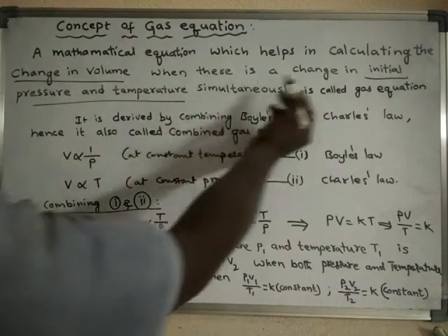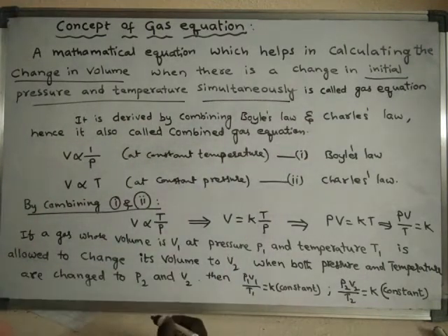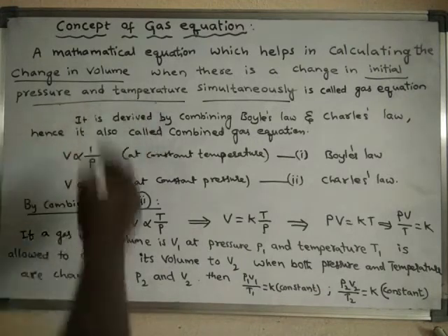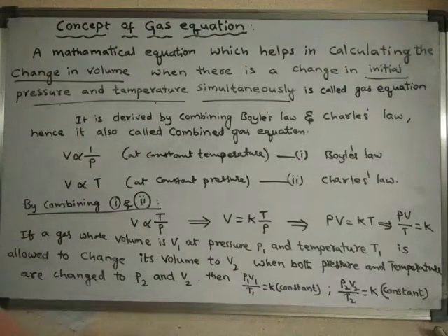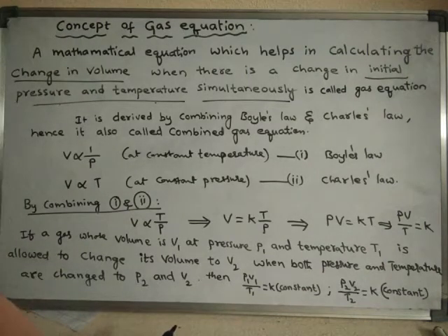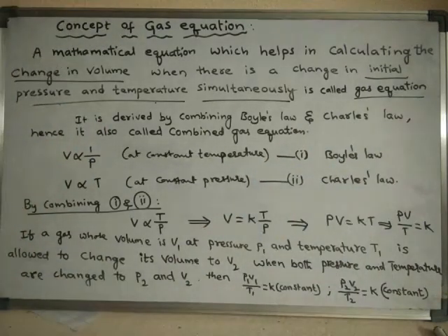That means when there is a change in initial pressure and temperature simultaneously. Simultaneously means both at the same time. So pressure and temperature are both changed at the same time. Then how does the volume change? That can be calculated with the help of an equation known as the gas equation.